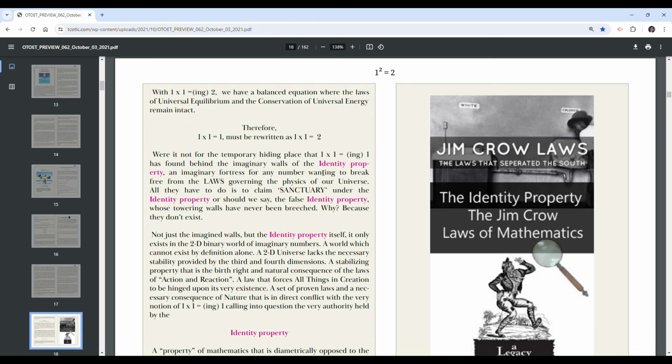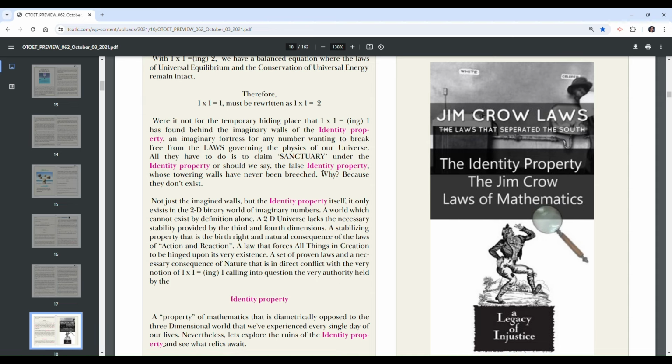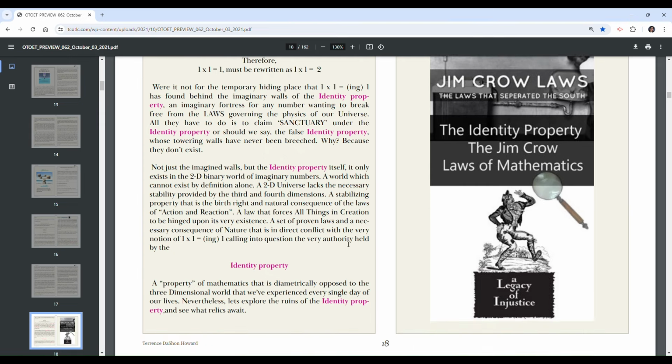This is offensive. This is uncalled for. Why is he doing this? You know how he uses words that don't mean the same thing? He uses different meanings of words when they're used in different contexts. I'm not really sure what to call that. But he doesn't like the identity property, and then he compares it to the Jim Crow laws.